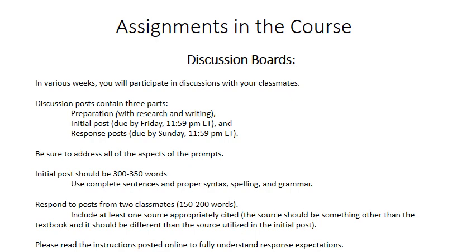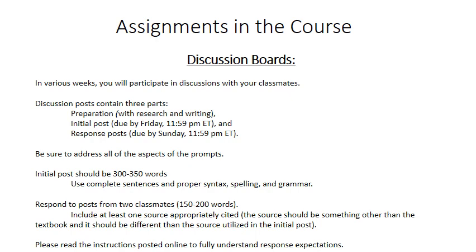Your initial post should have an explicit thesis and specific points that you are making that are articulated. It should also explicitly connect to the readings and the media of the week. Many of the prompts are multifaceted. Be sure to address all of the aspects of the prompts. Your initial post for this class should be 300 to 350 words using complete sentences and proper syntax, spelling, and grammar. Please read the instructions posted online to fully understand discussion expectations.